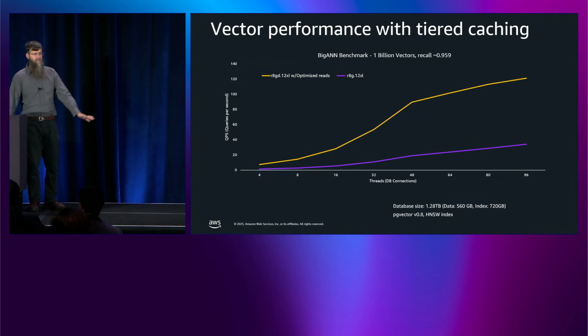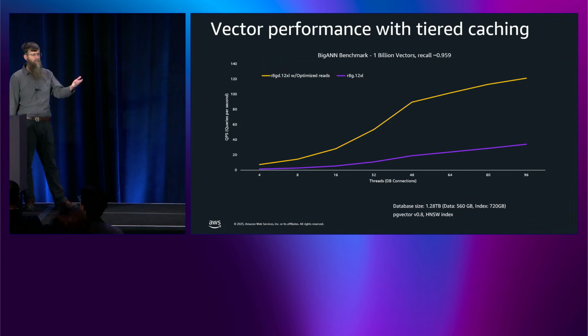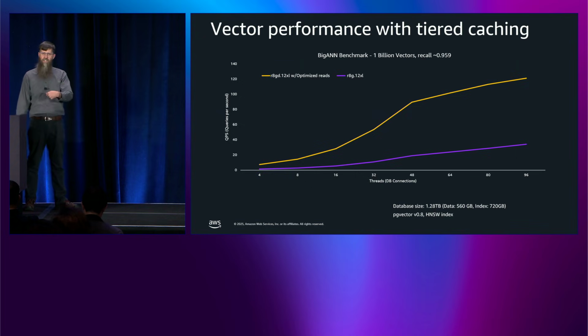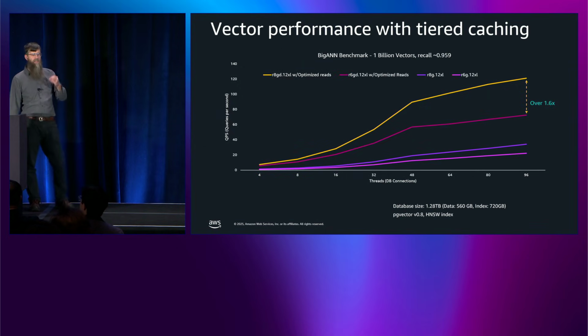So to give you a real use case quickly, this is PG vector benchmark. So it's a big N benchmark, really good recall. And we're comparing an R8GD to an R8G. So that's optimized reads versus not. We can see there that's over a 3.5 times improvement in the number of queries per second that we can get there. So then we can add in the R6GD and compare that, just to compare the R6GD versus the 8GD. Remember, they're the same price. That gives us over a 1.6x improvement in vectors as well.